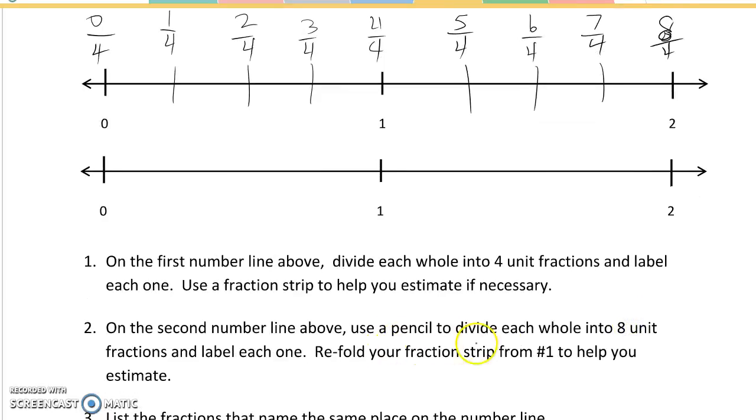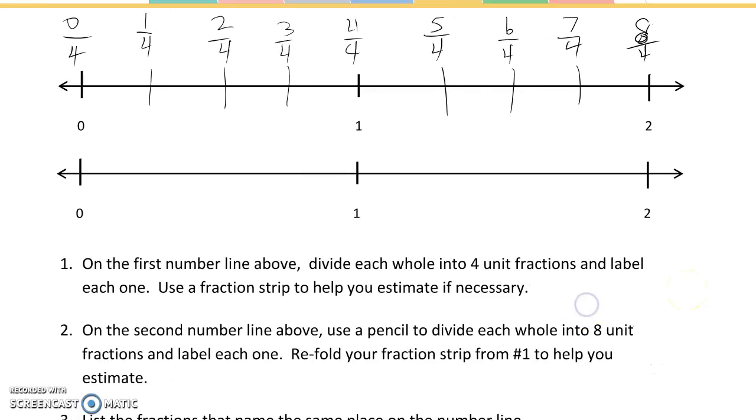On the second number line, use a pencil to divide each whole into 8 unit fractions and label each one. Refold your fraction strip from number 1 to help you estimate. In other words, use this fraction strip or this number line to help you with this one. If I need 8 unit fractions, I can use my fourths above here as my starting points. I'm going to break each one of those in half to get my eighths. So 1, 2, 3, 4, 5, 6, 7, 8. All right, I have to label each one now.